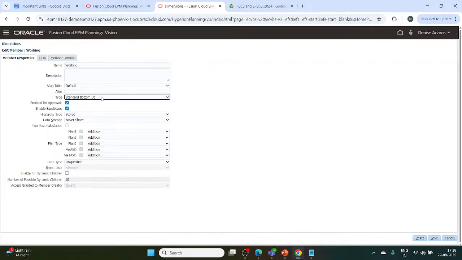Here the type, if I talk about the type, is generally of two types: standard bottom up or standard target. Standard bottom up means the data flow generally goes from the lower to the higher, sorry, bottom to up. And standard target is a workflow which is used for a particular work process.